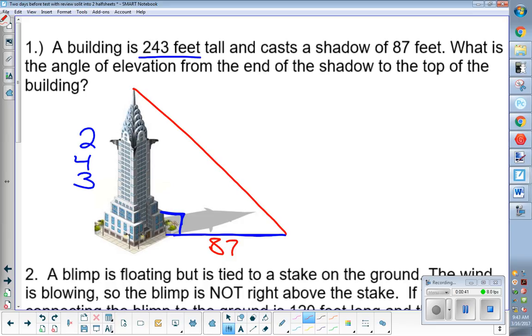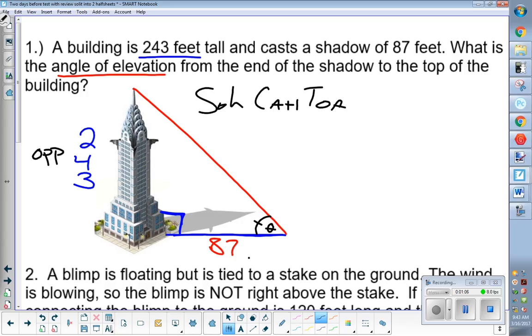If I am looking for the angle of elevation, which angle am I looking for? The one on top or the one on the ground? Angle of elevation is from the ground up. That is my theta. It is a right triangle. So if it's a right triangle, I'm using SohCahToa. From this angle, the angle I'm looking for, how is 243 related to theta? Opposite. 87 is the adjacent.